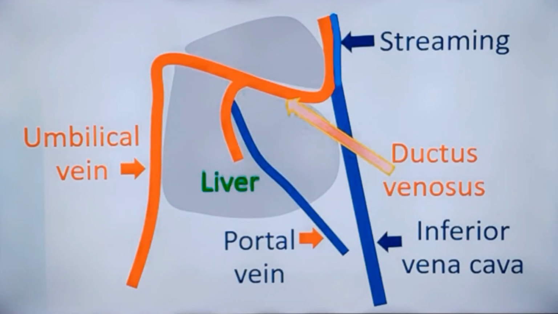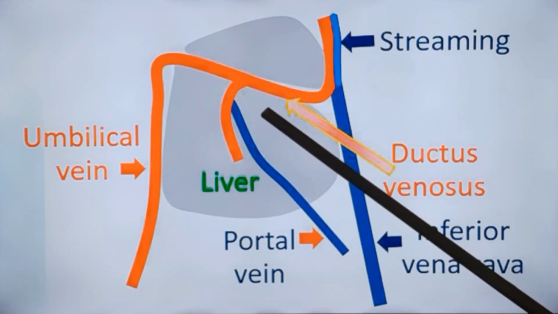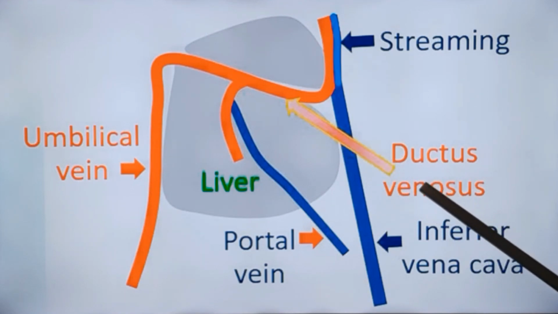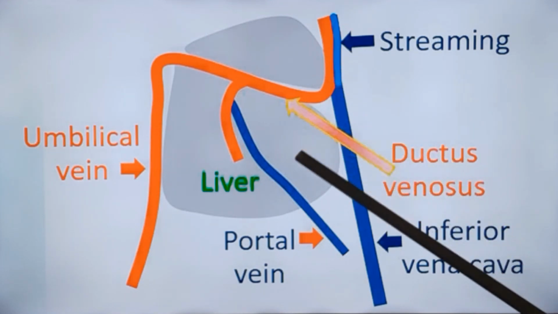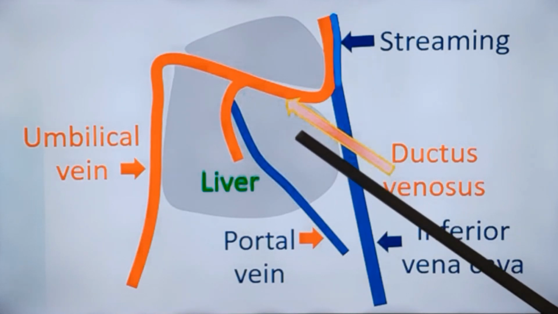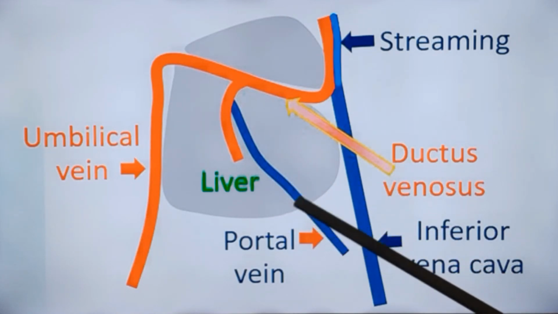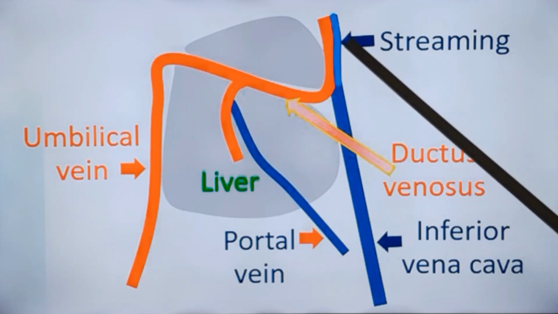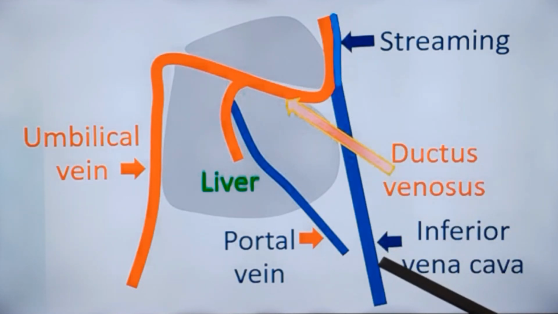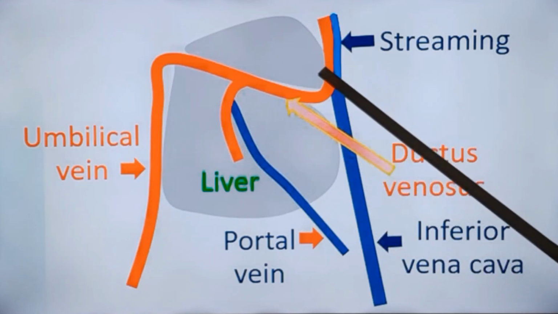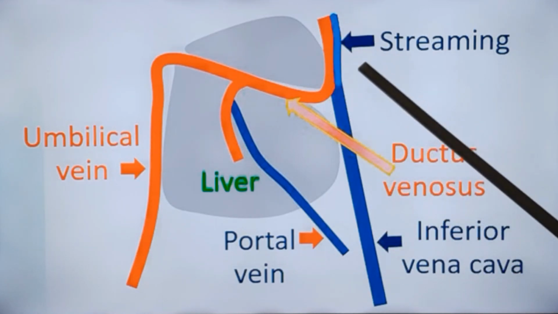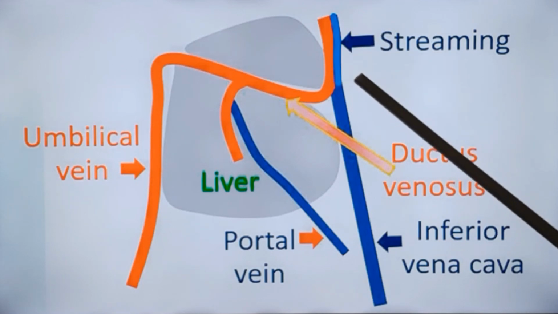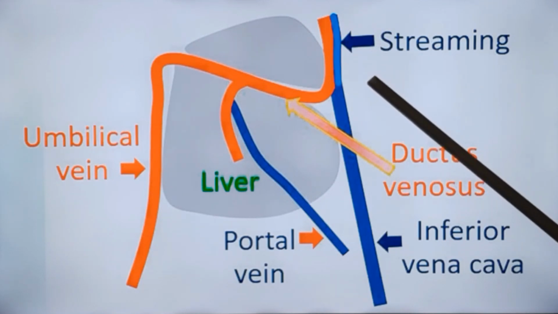Most of the blood coming from the umbilical vein, which has a higher oxygen saturation, is shunted through the ductus venosus into the inferior vena cava without participating in the hepatic circulation. And there is streaming of blood within the inferior vena cava, so that the desaturated blood and the saturated blood go in almost two separate streams within the inferior vena cava.